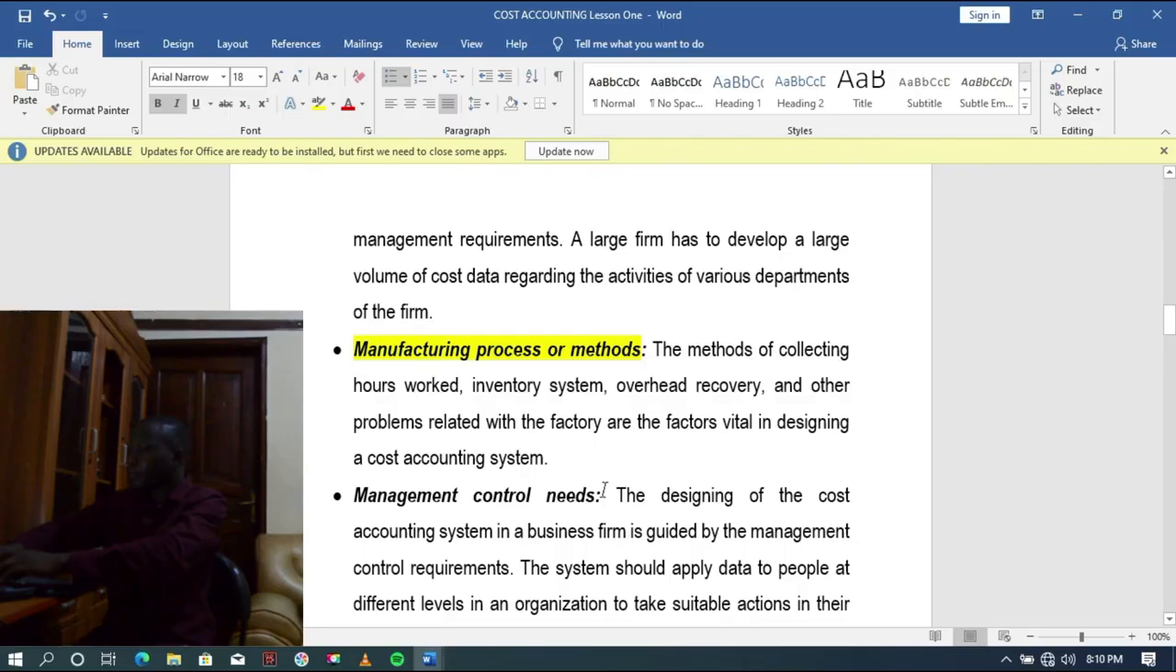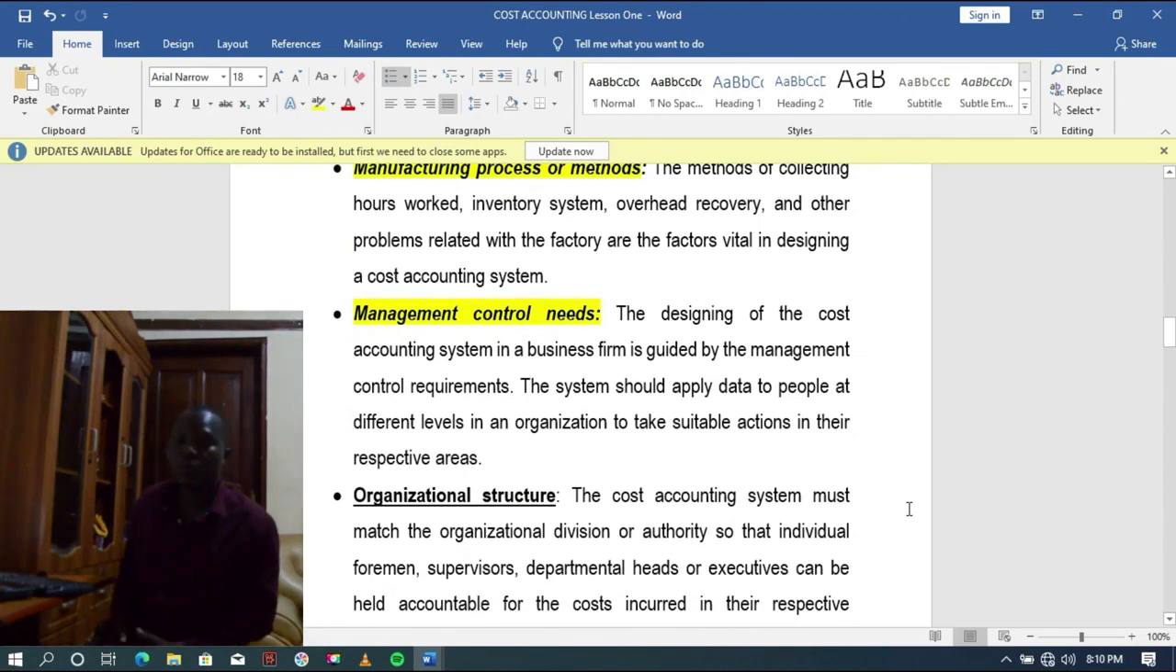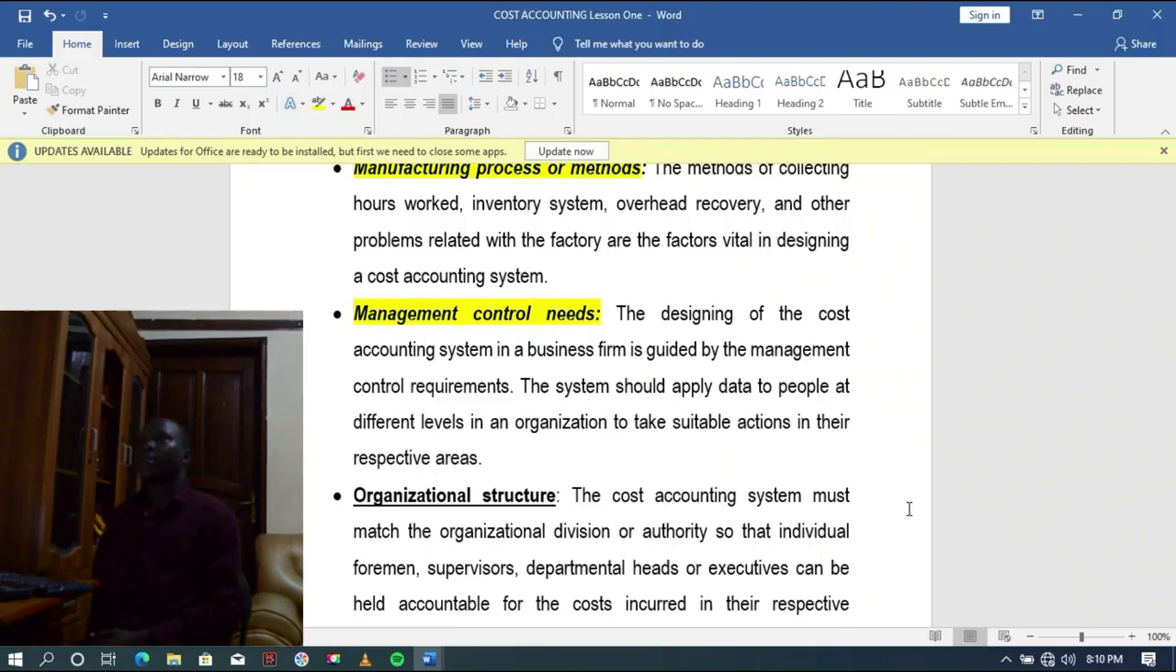Then we have another factor, which is management control needs. Of course, management control needs vary from business to business or from farm to farm. There's no standard criteria for that need. So when you're designing a cost accounting system, you must identify and input whatever management wants to have in hand with such a system. The designing of the cost accounting system in a business firm is guided by the management control requirements.